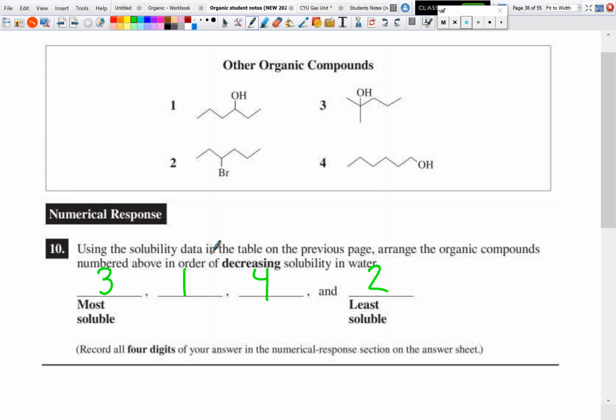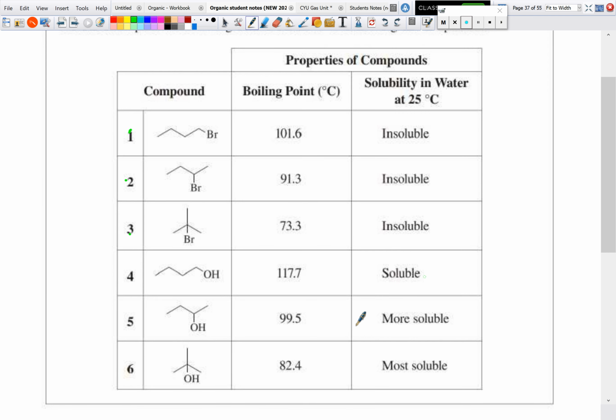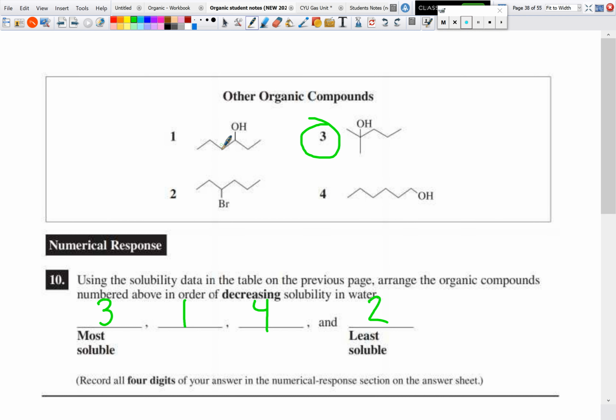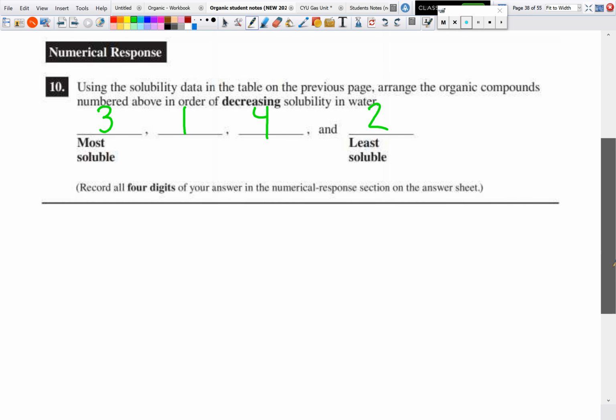So using the solubility data in the table on the previous page, arrange the organic molecules in order of decreasing solubility in water. So most soluble is going to be 3. And the reason for that, if we go back, we have this one right here that had 2 branches on the same carbon, was the most soluble. All right. And then of course next we're going to have our branched, then this one right here. So we get all of our hydroxyl groups out of the way first because they are more polar and they have hydrogen bonding, so more intermolecular forces. And our last one is this bromine one here.